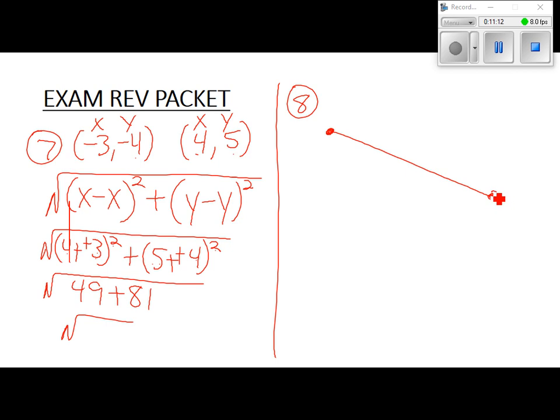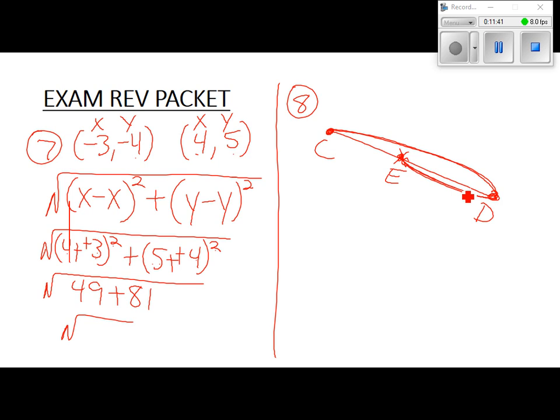They give you this. They say these are pins. You have a pin at C, a pin at E, and a pin at D. And it says, how much string is needed to reach from pin E? So we're starting here. We're going to D, and it seems like we're wrapping around it and then going back to C. So we want how much string all of that is.